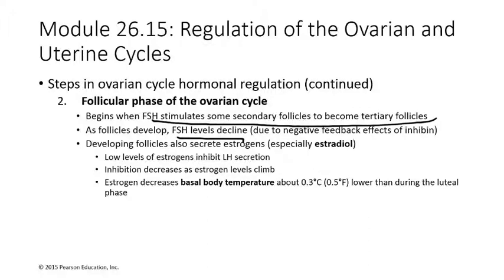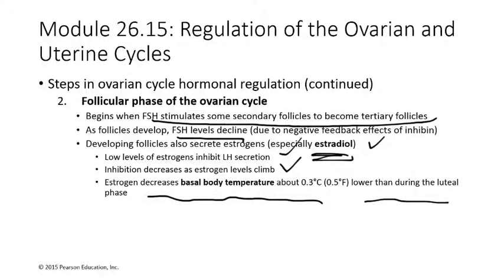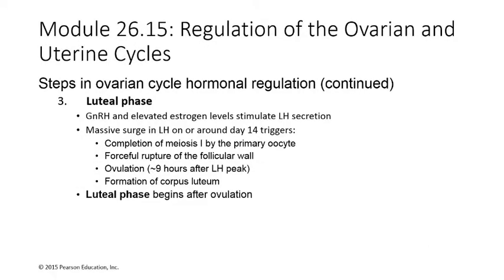There's also going to be secretion of estrogens. There are different forms of estrogen. Estradiol is a specific type of estrogen here. And what's going to happen is that low levels of estrogen are going to inhibit luteinizing hormone. This inhibition will decrease as estrogen levels climb. And estrogen decreases the body temperature lower than during the luteal phase, during this follicular phase.